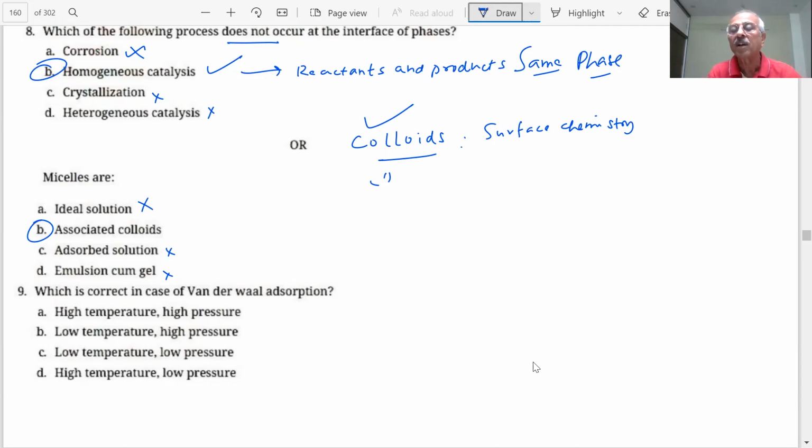And we discussed the different types of colloids. Certain colloids were very large molecules, macrocolloids. But there were those like soap solutions that at a definite concentration start forming micelles, which are responsible for the cleansing action of soaps and detergents. These are called associated colloids. Okay, we know about it. Next question, students.